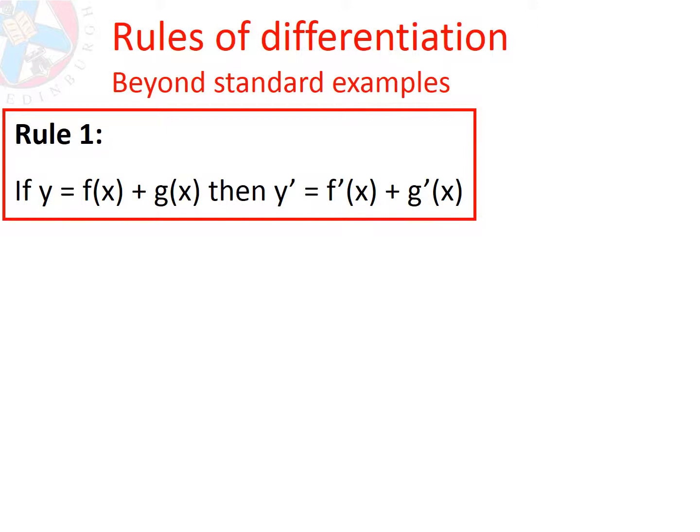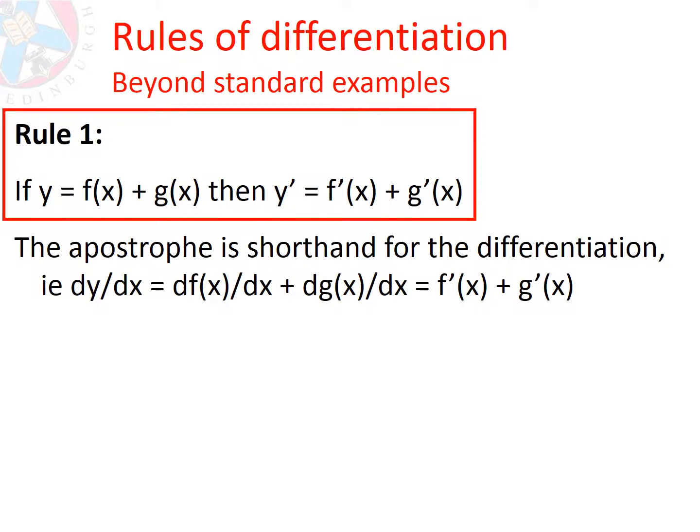We've just gone over this first rule, whereby if you have two functions plus or minus each other, you differentiate those separately and then add them together. And that's what we've just been doing. This is also reiterating that dy by dx can also be written as f prime of x, or as y prime if that's the variable that you're substituting in for f of x.